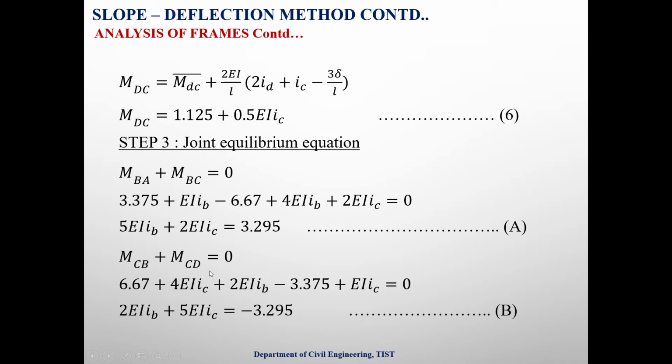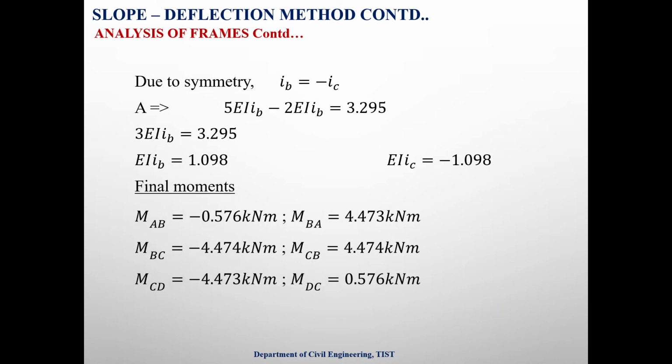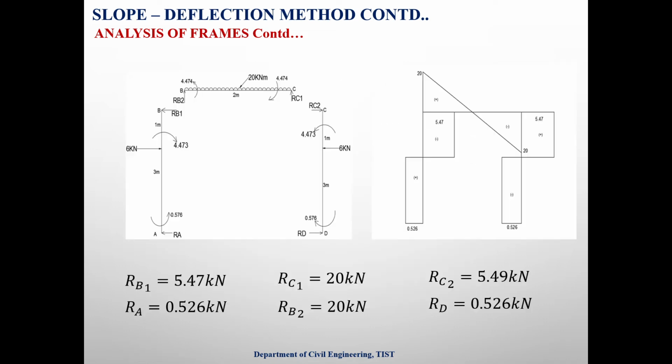MCB plus MCD is equal to 0. Then we will get equation B. By solving A and B, we will get EIθB and EIθC. Substituting the values of EIθB and EIθC in the slope deflection equations given in step number 2, we will get the final moments. After getting the final moments, we can draw the bending moment diagram, and after getting the support reactions, we can draw the shear force diagram.